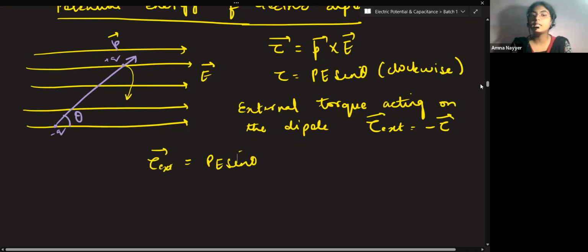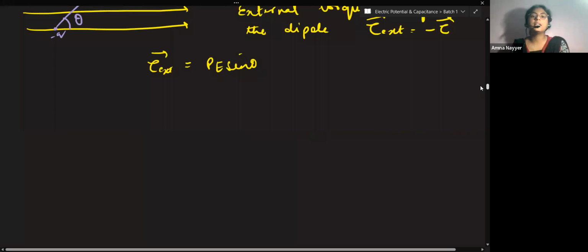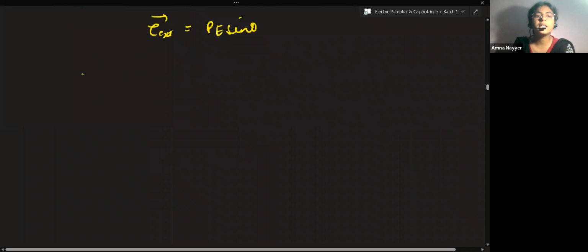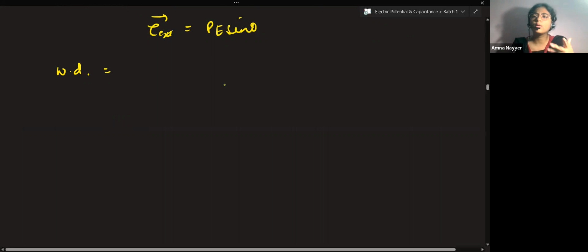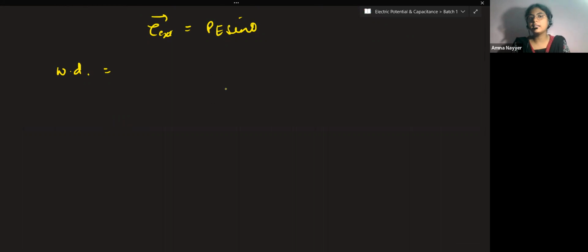Now see, work done. Work done is force into displacement. But angular work done is what? Angular force into angular displacement. And what do we mean by angular force? Angular force is this torque only, no? So whenever we write angular force, it means torque. Angular displacement means theta that we use, the angular shift. This is angular displacement, the shift in the angle that occurs.